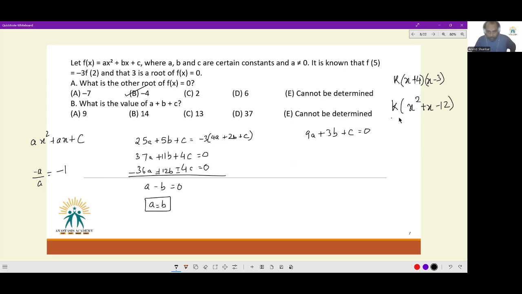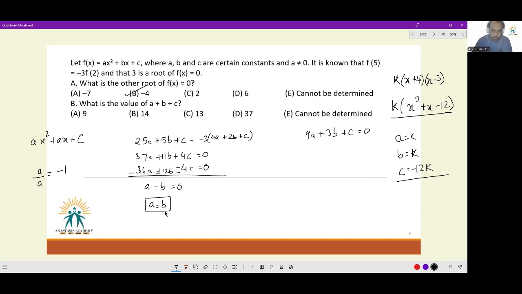And now compare this to the original thing given. A will be equal to k. B will be equal to k. C will be equal to minus 12k. But can you see you cannot reach a precise value for A plus B plus C?